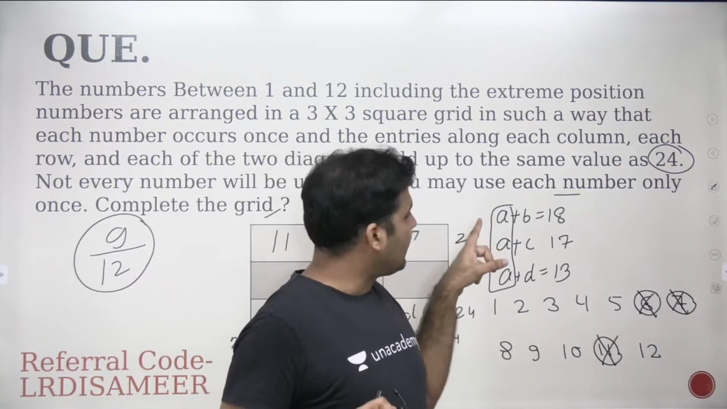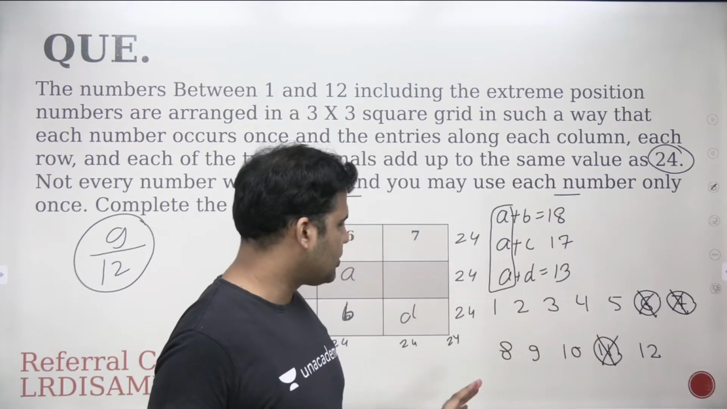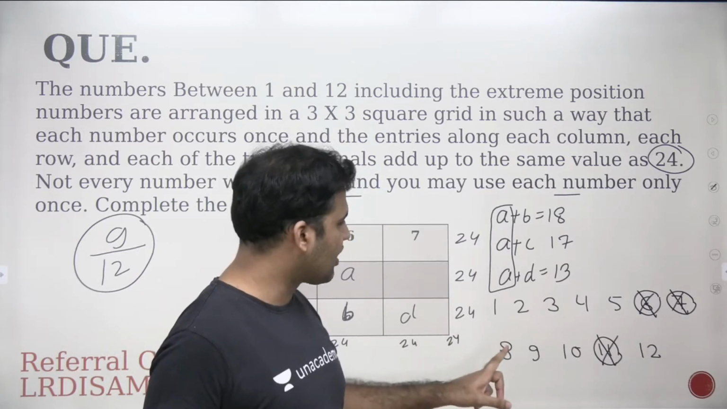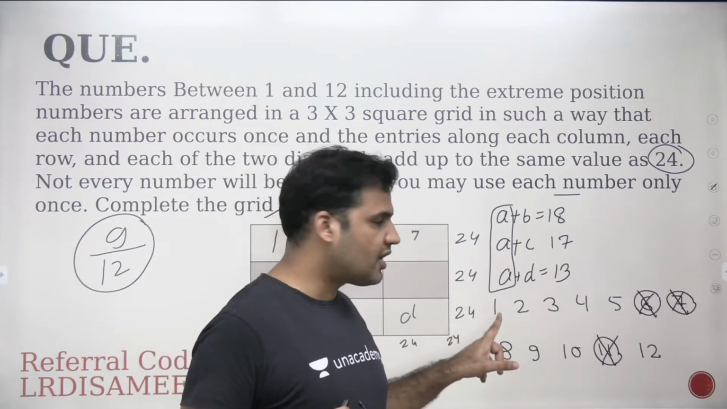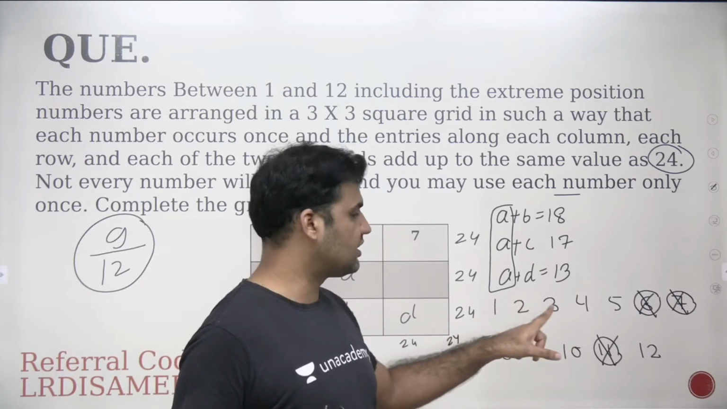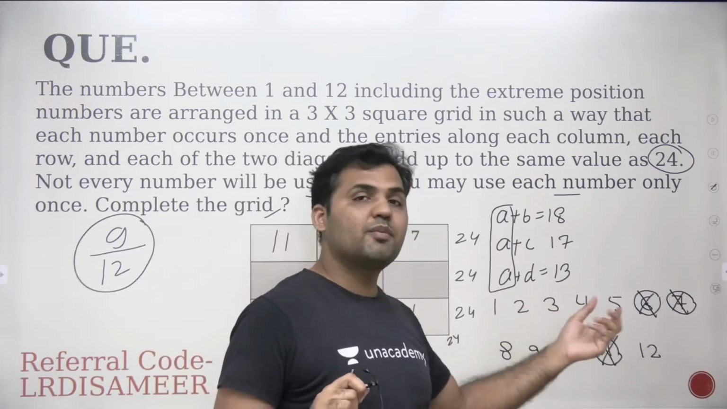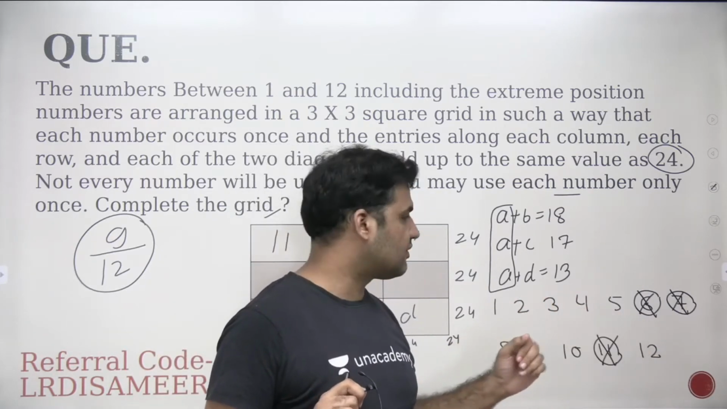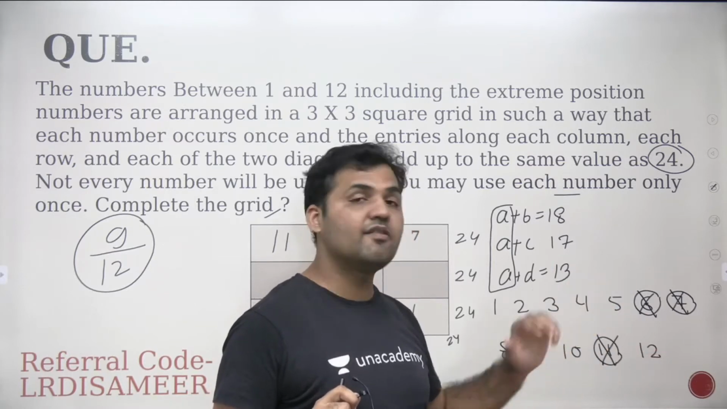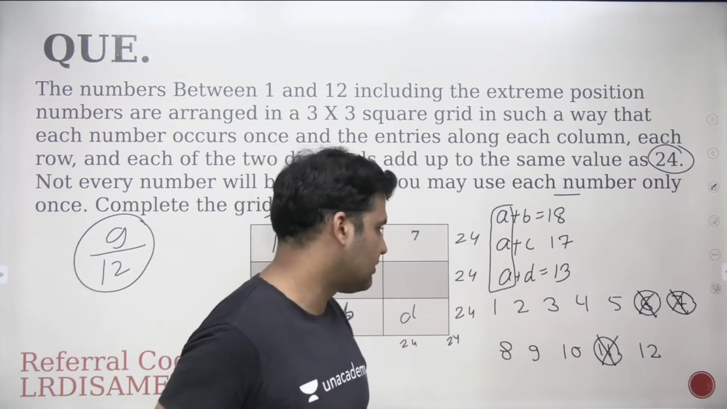A same number A added to B gives you 18. Now tell me which numbers can give you the summation as 18 here. 1 plus 17 will be 18, but 17 is not available to us. 2 plus 16 will be 18. 3 plus 15 will be 18, but 15 is not available to us. 4 plus 14 will be 18, but 14 is not available to us. 5 plus 13 will be 18, but 13 is not available to us.